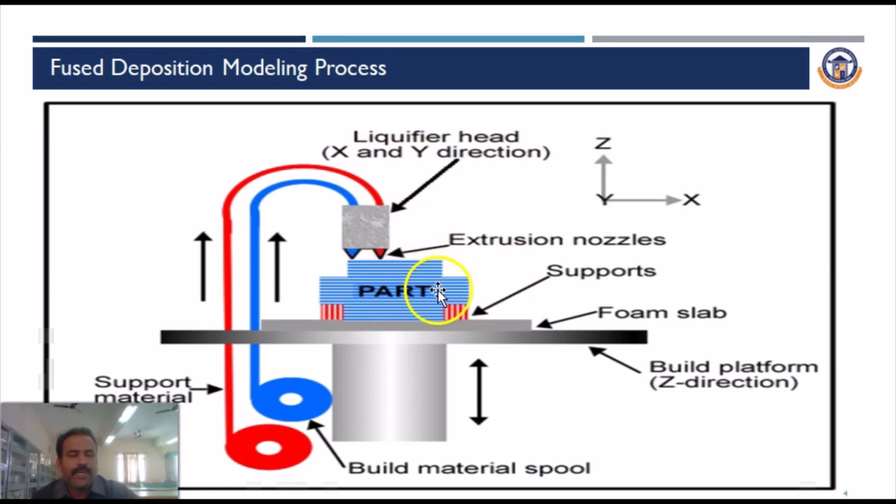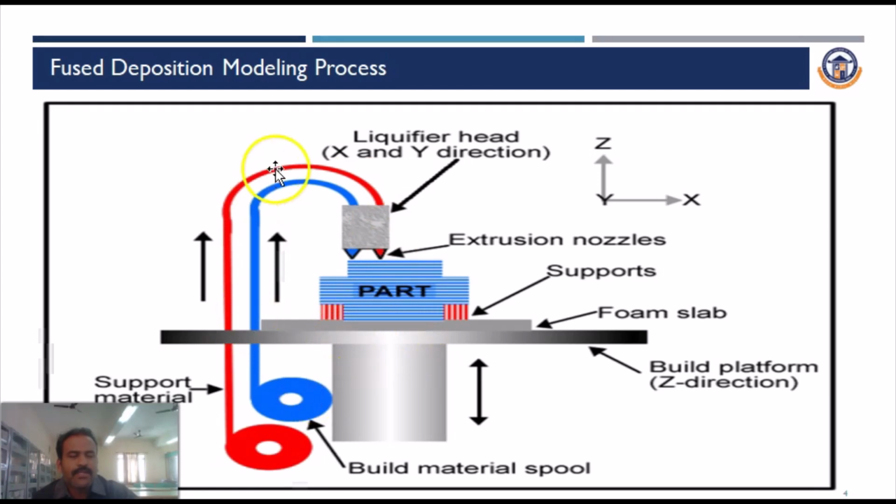This is the part build area. The bottom one is the build platform, then a foam slab, on which we create the object layer by layer. The build platform moves up and down, which is the Z direction. Once the setup is on, the liquefier head is supplied. When the user needs the build material, the build material jet is on and the material is supplied. If there is any overhanging part, and the user needs the support material, then the support extruder nozzle supplies the extruded material.